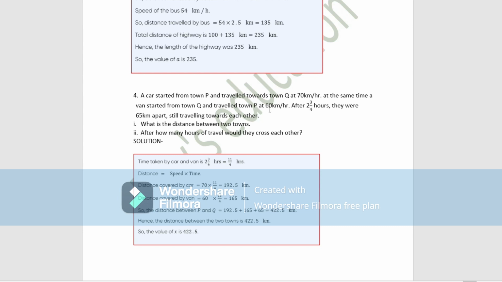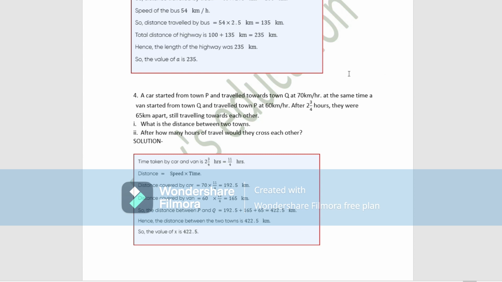Now the distance between P and Q. Distance between P and Q is 192.5 plus 165 plus 65, because it is telling that after 2 3/4 hours they are 65 kilometers apart. Still they are 65 kilometers apart. So this 65 also we have to add with it, and we are getting 422.5 kilometers.